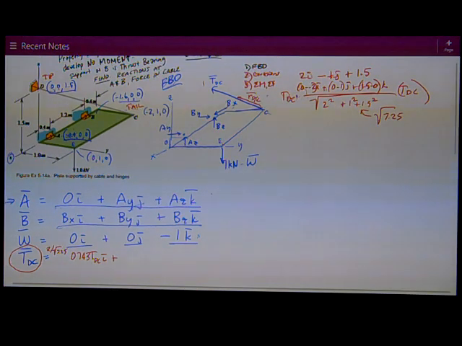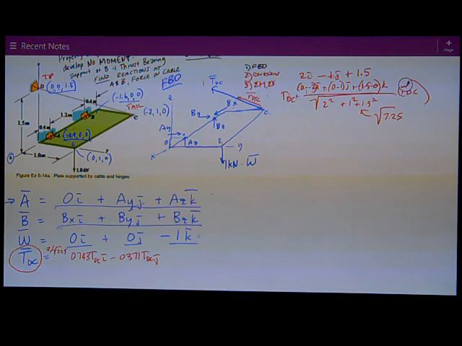Continue that. I've got -1 over the square root of 7.25 and positive 1.5. Those decimals work out to be negative 0.371 TDC in the J, and plus 1.5 over the square root of 7.25, or 0.557 TDC in the K. That picks up all the forces I have on the free body diagram.